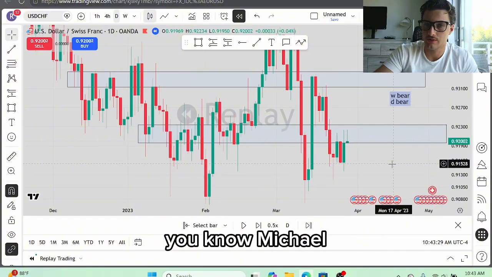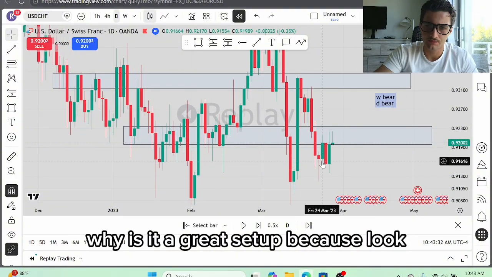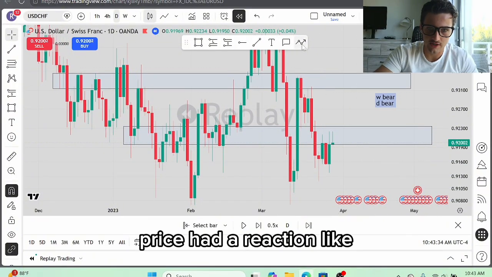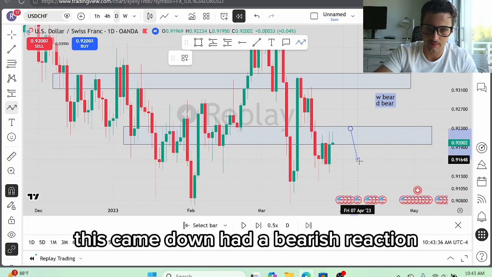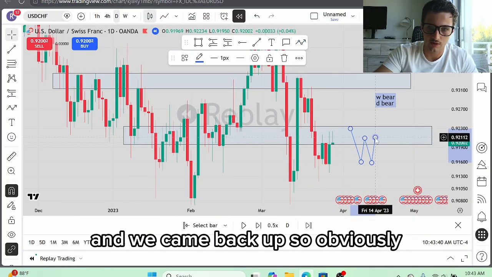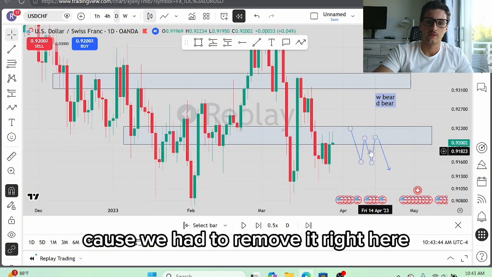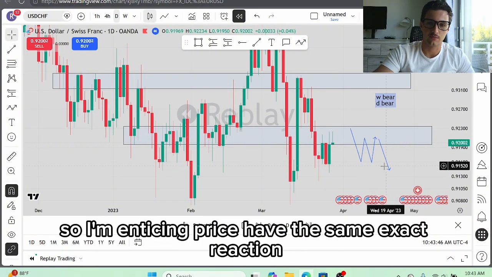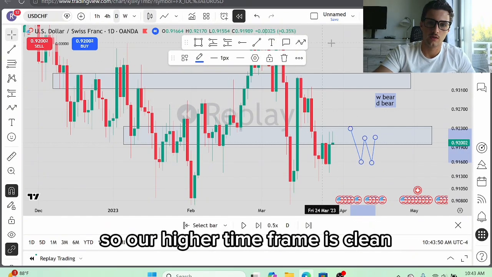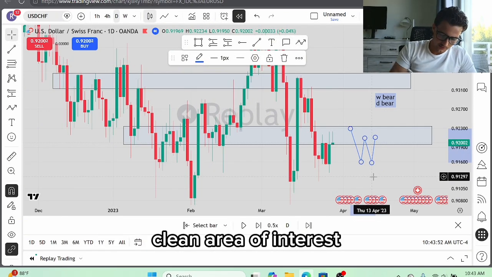Why is it an A grade setup? Because look, price had a bearish reaction like this, came down, and then we came back up. So obviously I'm anticipating price to have the same movement back down, because we had a bearish reaction right here. I'm anticipating price to have the same exact reaction. So our higher time frame is a clean area of interest.